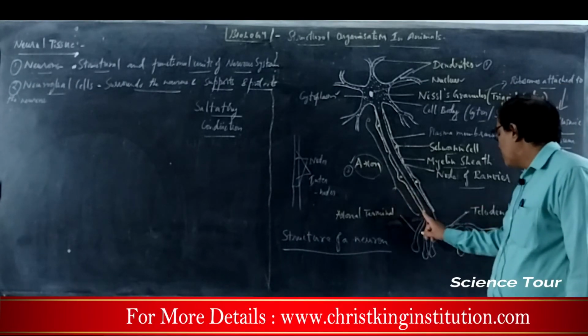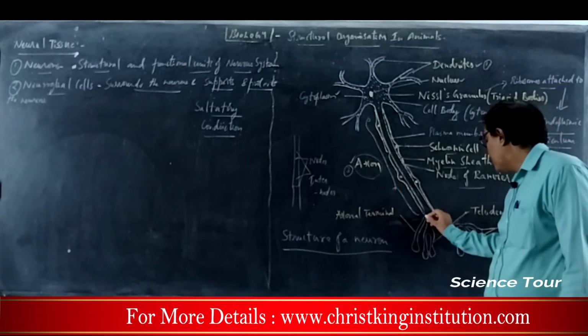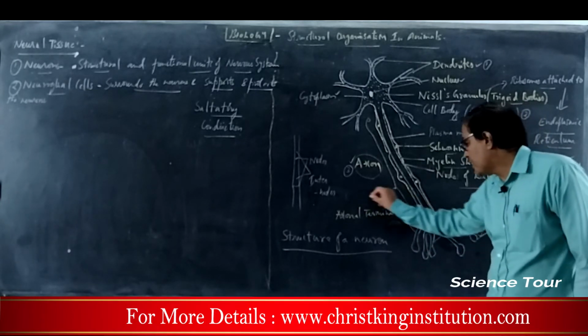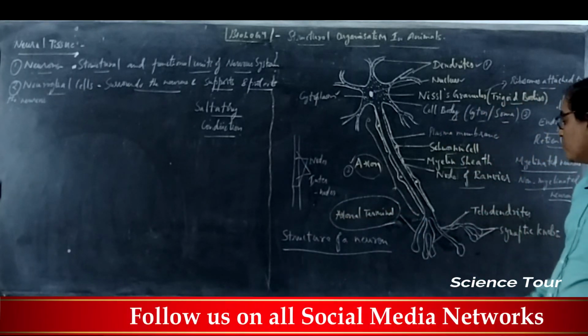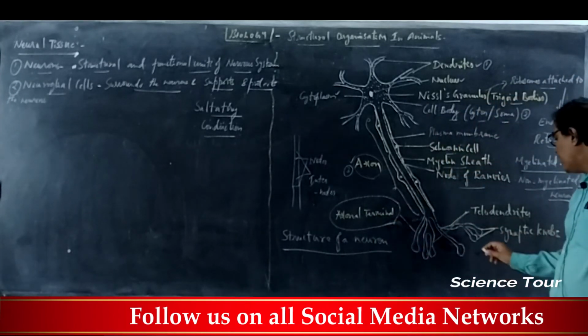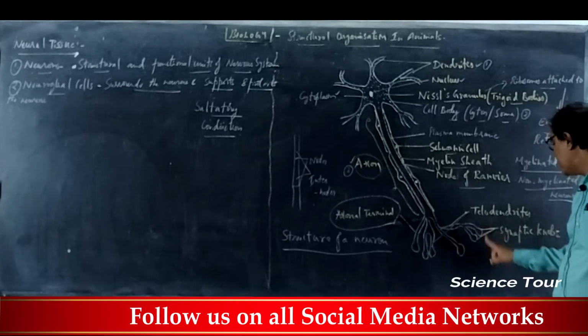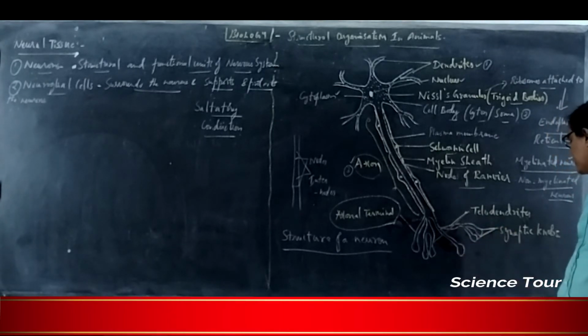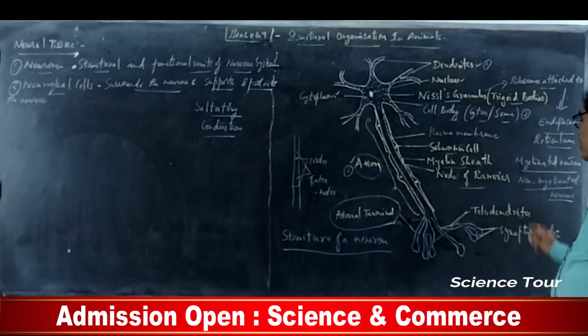So from the axon, it will come to the end of the axon, which is called as axonal terminal. The signals will come to the end of the axon, that is called as the axonal terminal. And they have also branches. These branches are called as telodendrites. Telodendron in the singular, telodendrites in the plural.